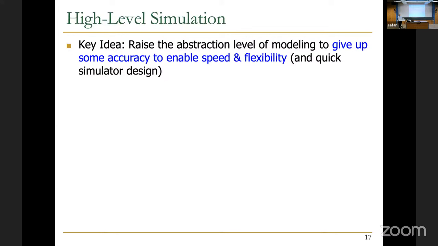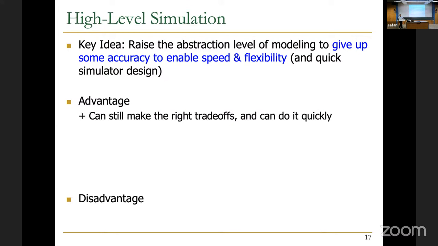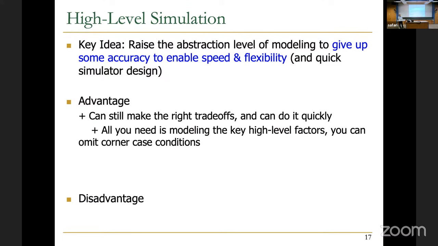So the key idea of high level simulation is to raise the abstraction level of modeling, to give up some accuracy to enable speed, flexibility, and quick simulator design. So now we are making a trade-off. We are okay to achieve high speed and flexibility at the price of some accuracy loss. It has some advantages for sure. It can still make the right trade-off and can do it quickly. All you need is to model the key high-level factors, and you can omit corner case conditions.